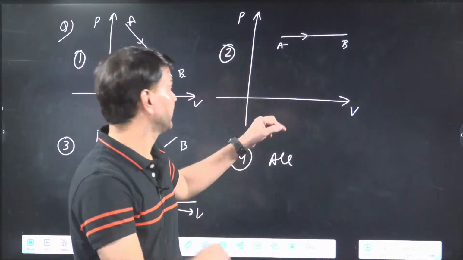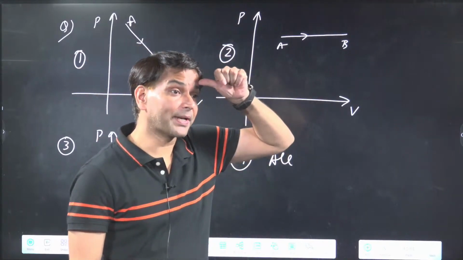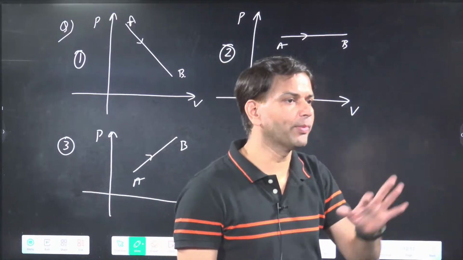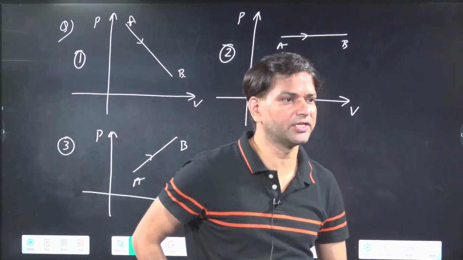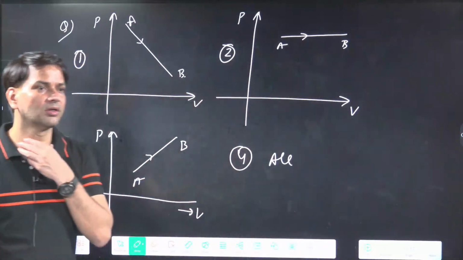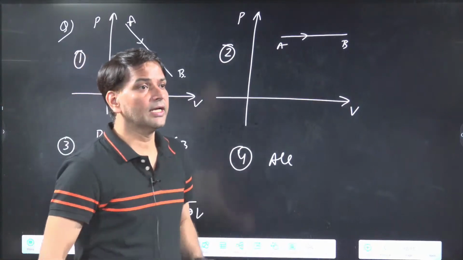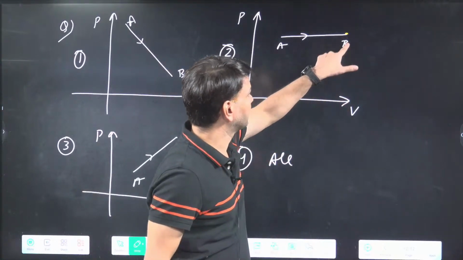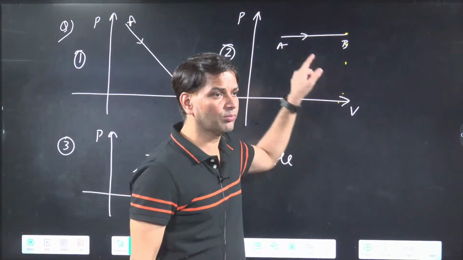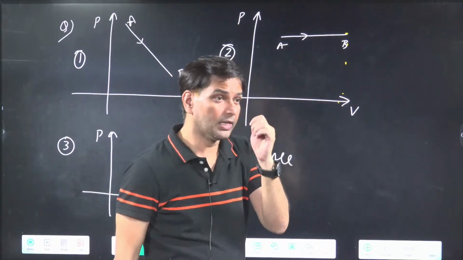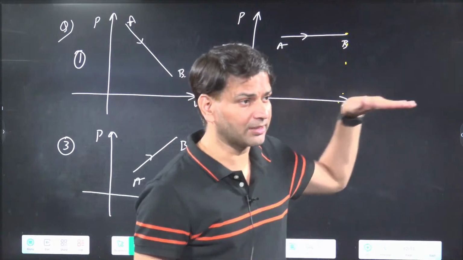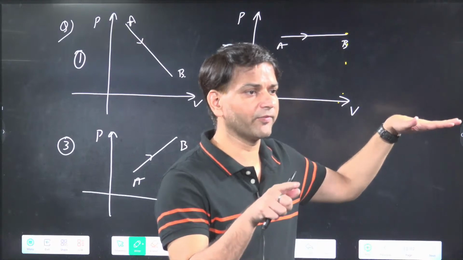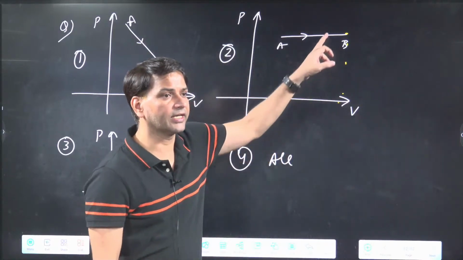In option 2 you can see A to B. Here the pressure and volume conditions we know, so the change in internal energy we will take as f by 2, P final V final minus P initial V initial. Remember the formula I discussed. If I take option 2, the final state is B, so final pressure into final volume minus initial pressure into initial volume. It is constant pressure, so P is the same. So you will write P delta V, and here delta V is non-zero.